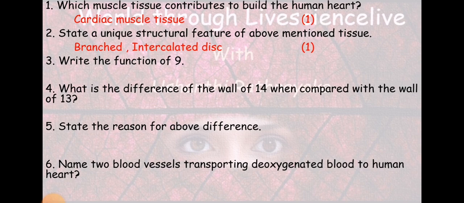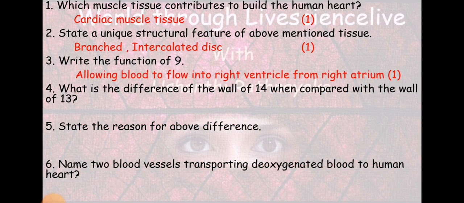Write the function of 9. You're going to write the function of part 9, that is allowing blood to flow into the right ventricle from the right atrium. Actually, we are writing the function of the tricuspid valve. The tricuspid valve allows blood to flow into the right ventricle from the right atrium. Actually, children, this valve does another job as well. It prevents reflowing of blood into the atrium. You can write any answer.